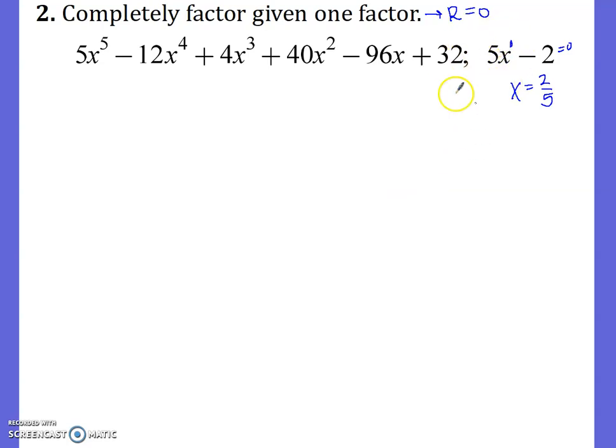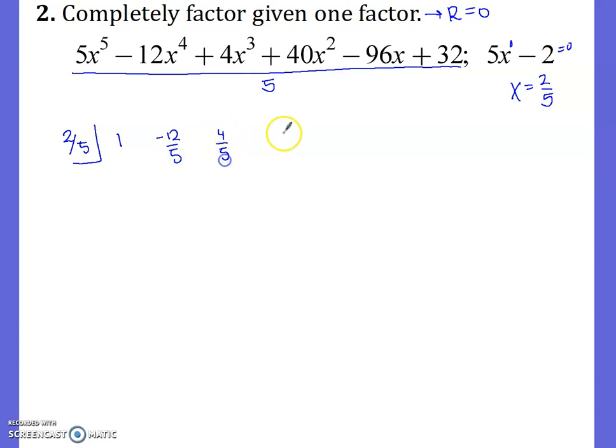Okay. But since what I'm dividing by has a coefficient, we have to take all of these and divide them by 5 before we do the coefficient. I'm not going to worry about dividing this one by 5 because I know that I'm not going to have a remainder, so I'm not going to have to write it over x minus 2/5. So I'm going to put 2/5 here in the box. My new coefficients are going to be 1, negative 12/5, 4/5, 40 divided by 5 is 8, negative 96/5, and then 32 over 5.